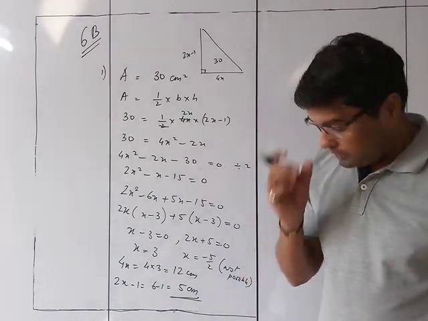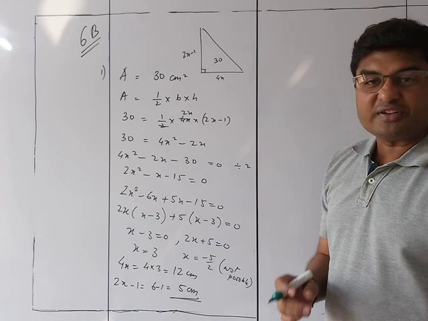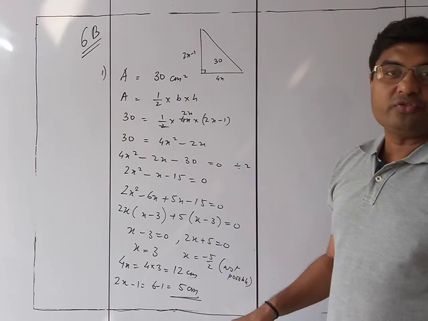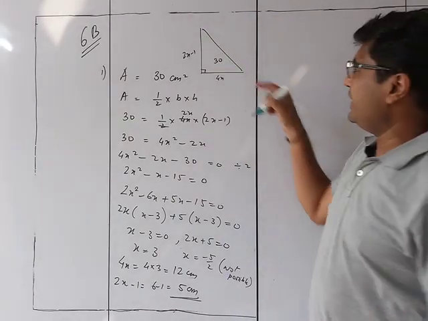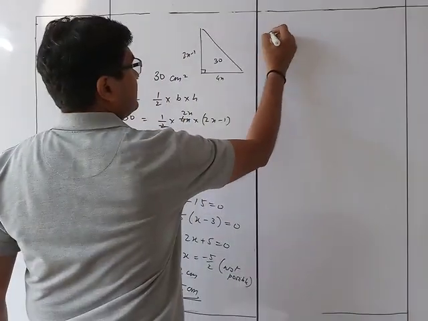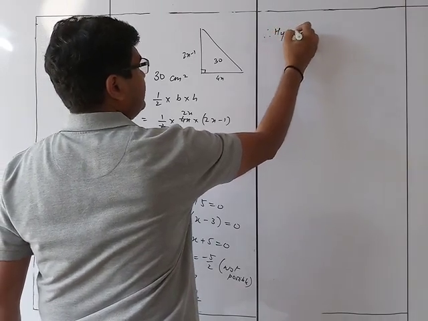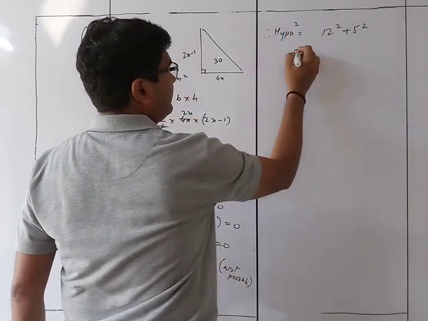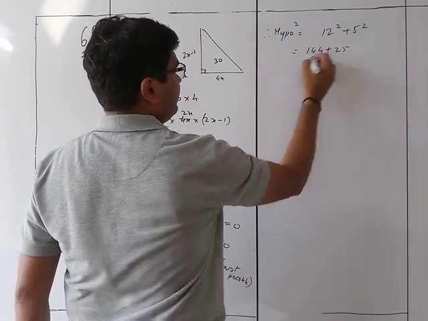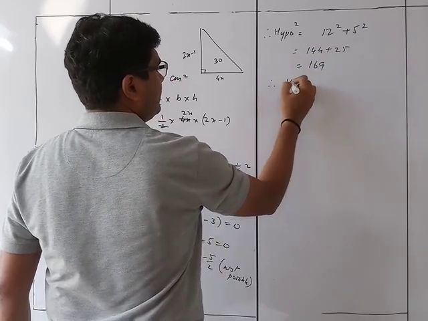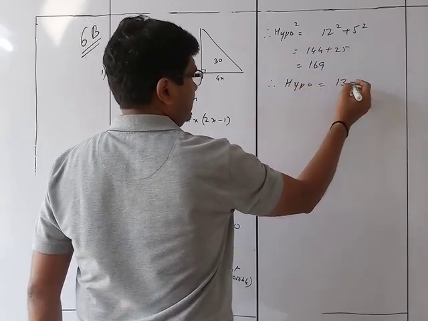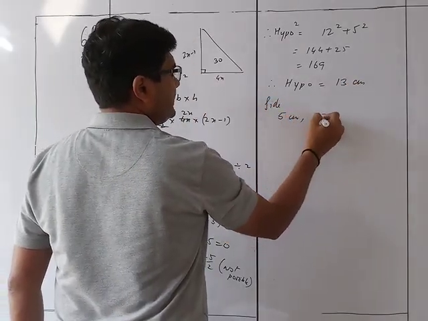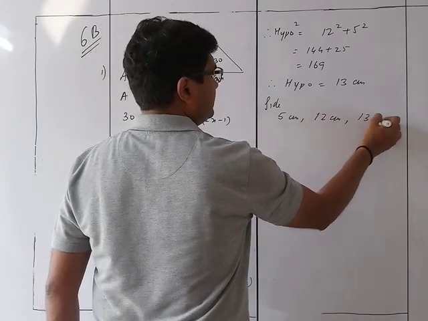Now we come to when I calculate the lengths of its sides. So here we also need to find out the side of the hypotenuse over here. So accordingly, hypotenuse is equals to 12 square plus 5 square is equals to 144 plus 25 is 169. Therefore hypotenuse is equals to 13 centimeters. So sides will be 5 centimeter, 12 centimeter and 13 centimeter over here.